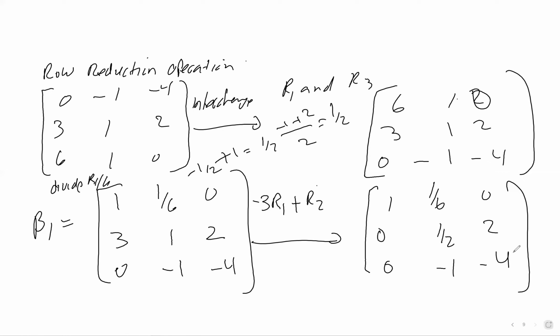Now we need to do further reduction, and that is that we take, if you look at row 2, we have 0, 1.5, and 2, and then we multiply row 2 by 2, and then we add it to row 3.